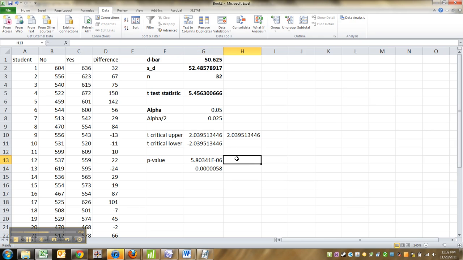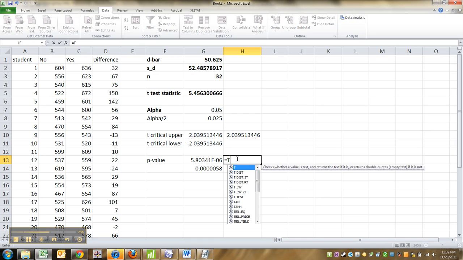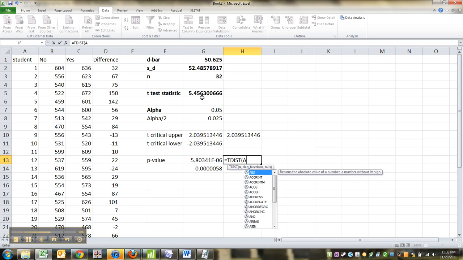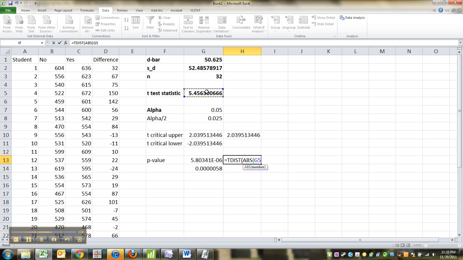If you have old school Excel, it's T-dist. And then you tell it that x, and I think again you have to do absolute value, not because it wouldn't work for this particular one, but because it wouldn't work in general. Degrees of freedom is 32 take away 1, tails would be 2 because it's a two-tailed test. There you go, same number.